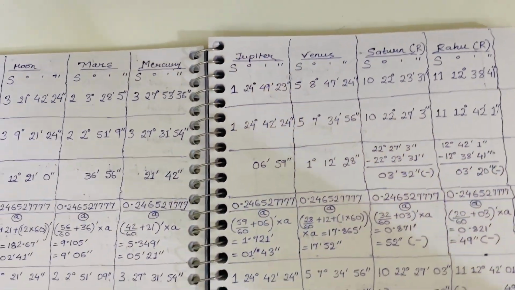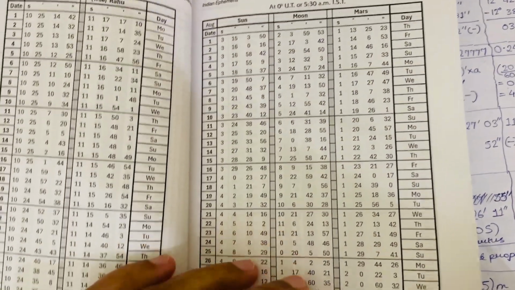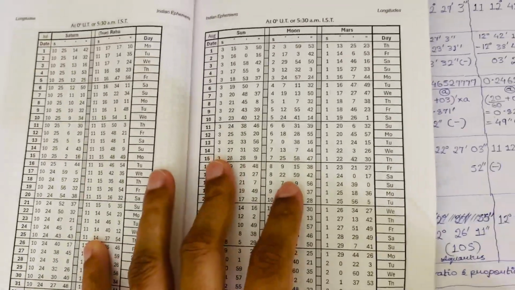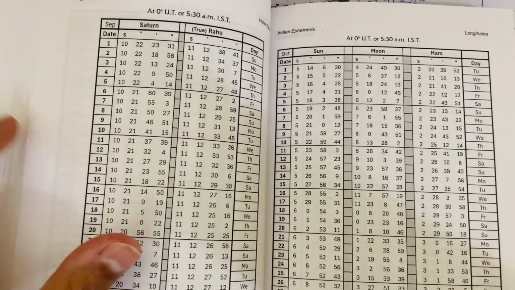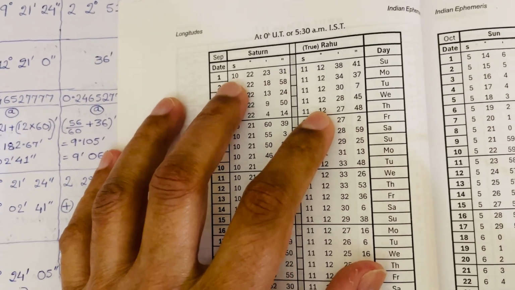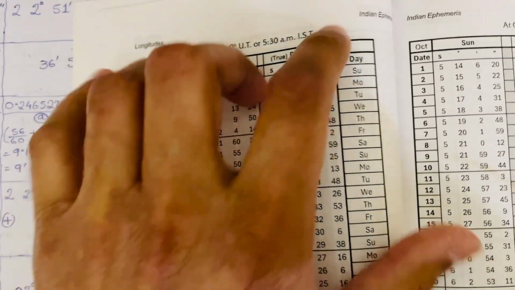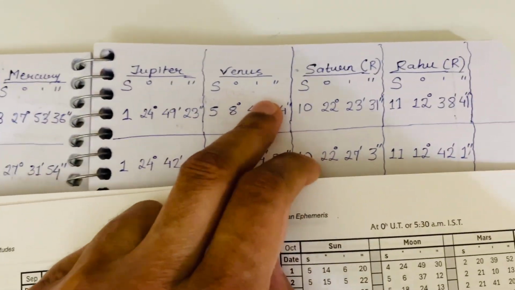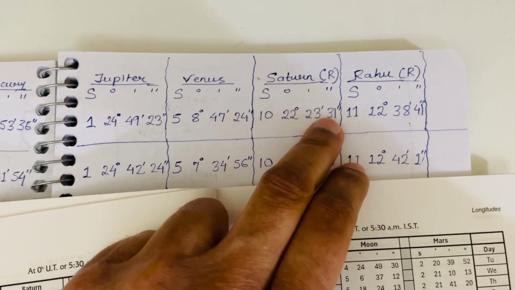Now let's come to Saturn. Let me just jot down the values of Saturn over here. Let's come to the 1st of September value for Saturn. See, 1st of September value for Saturn is 10 sign pass, 22 degrees, 23 minutes and 31 seconds. This is what I have written for 1st of September 2024.